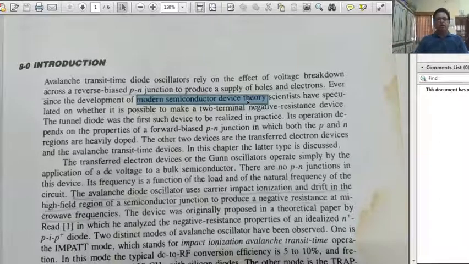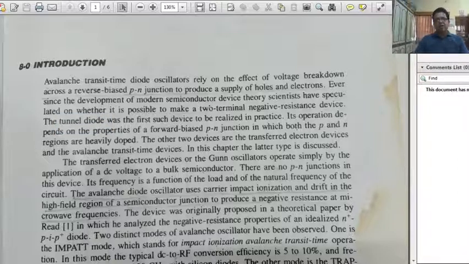Ever since the development of modern semiconductor device theory, scientists have speculated on whether it is possible to make a two-terminal negative resistance device. The tunnel diode was the first such device to be realized in practice, which is a two-terminal negative resistance device.